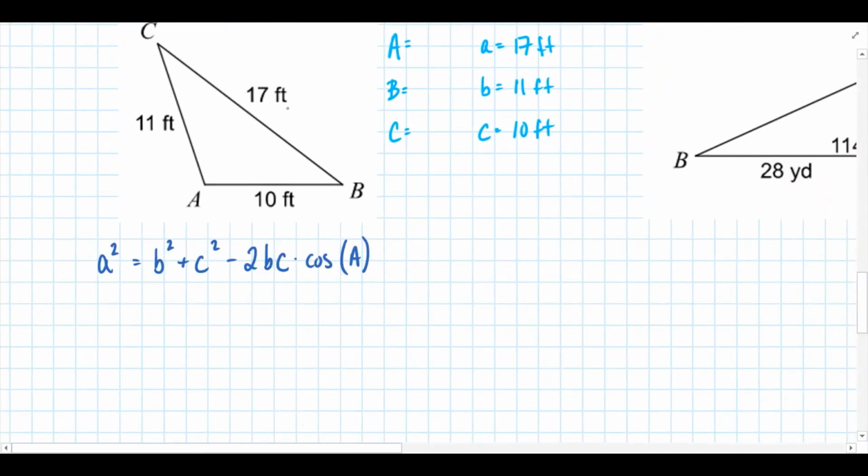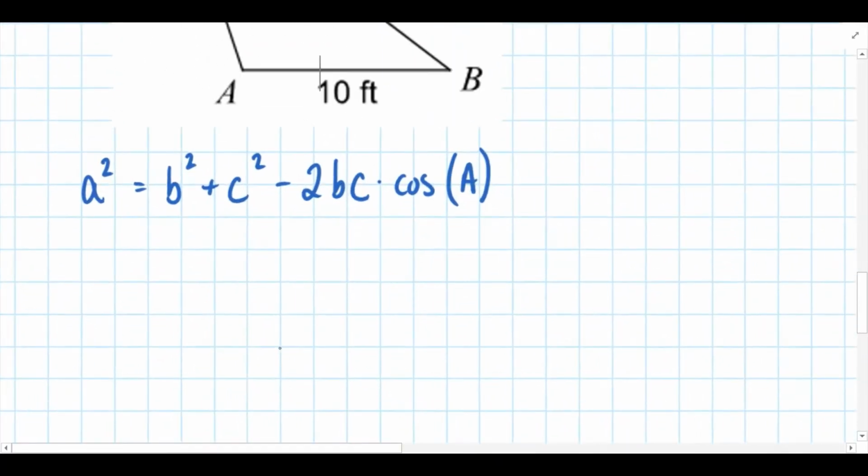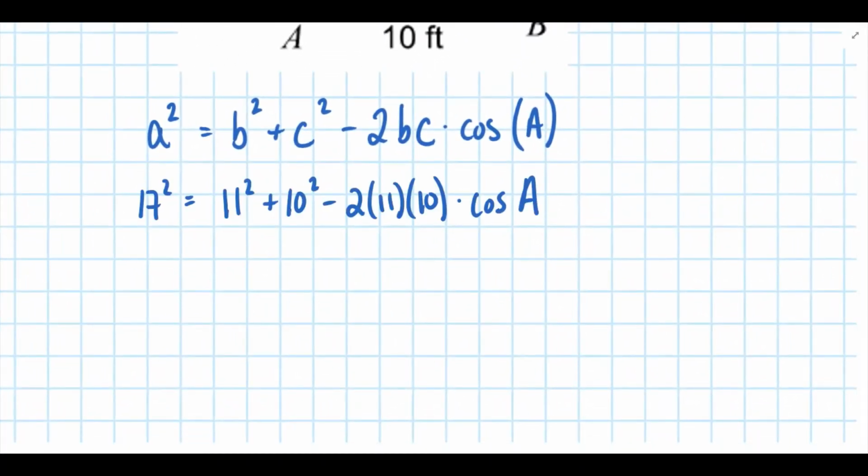Side length A is 17 feet. Side length B is 11 feet. And side length C is 10 feet. So the equation looks like this. You should notice that on the right side of the equation, we used b squared and c squared, then subtracted 2 times the same b and c values. Finally, we finished with the cosine of A, which is the same letter used on the other side of the equal sign. Each of the other forms of the law of cosines are built the same way.